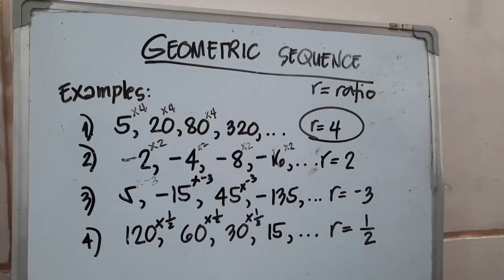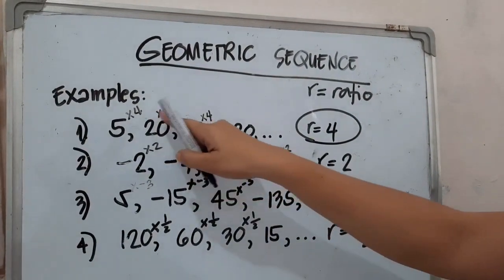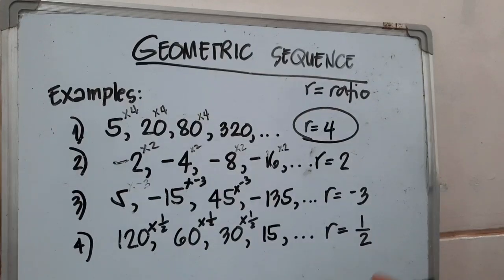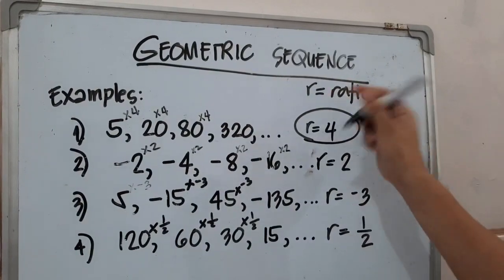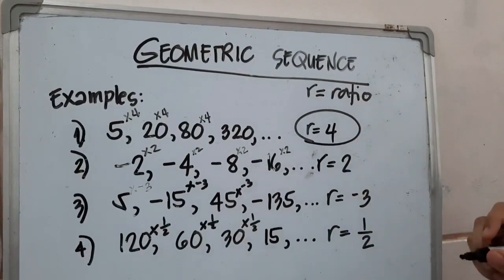How are we going to get the ratio if it's hard? Mom, it's so hard to find a common ratio. We don't know the number we multiply to obtain the next term. Very easy. How to get the ratio?